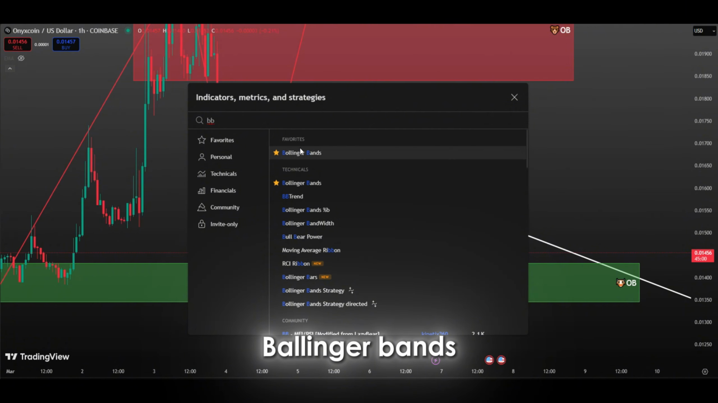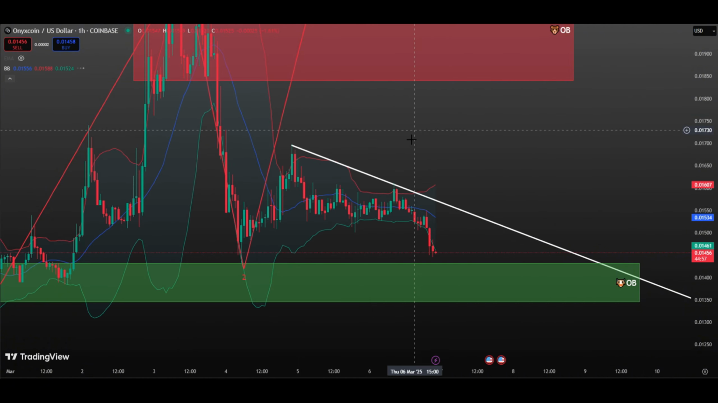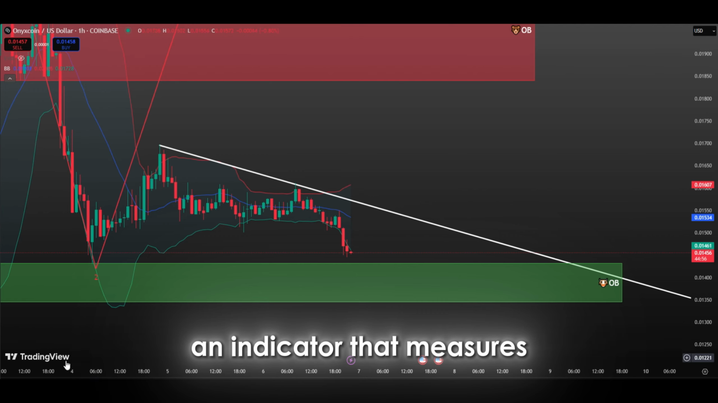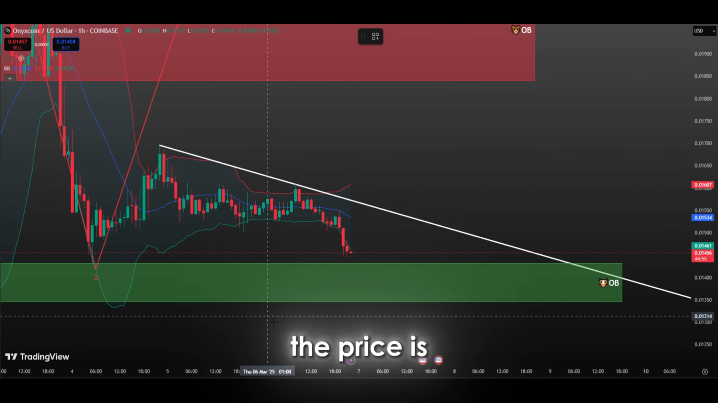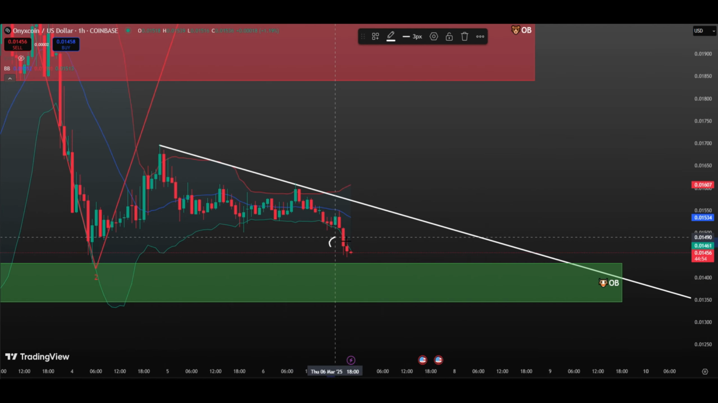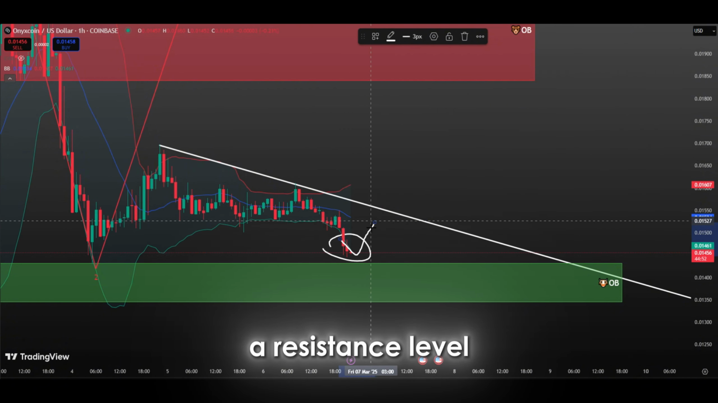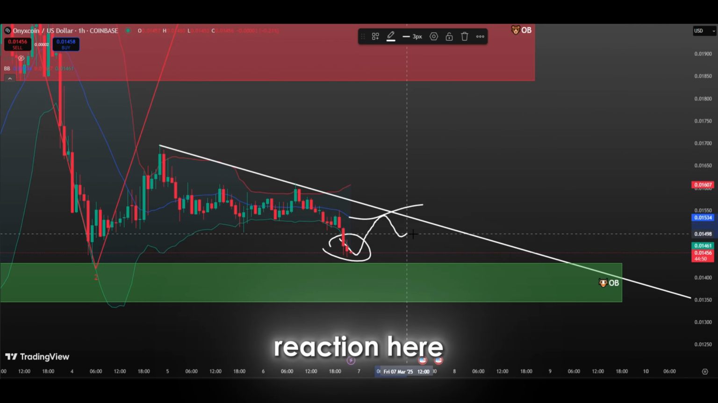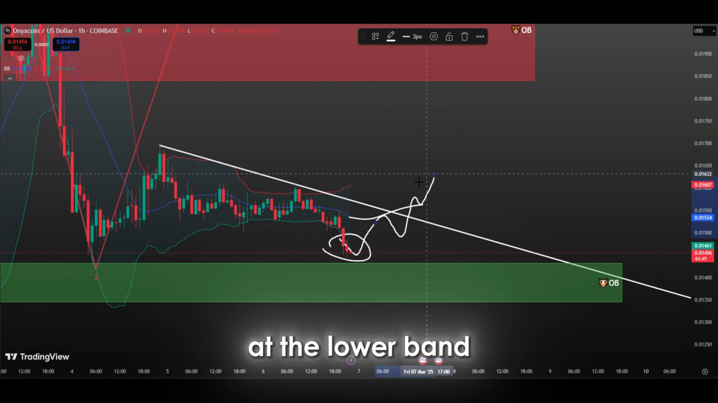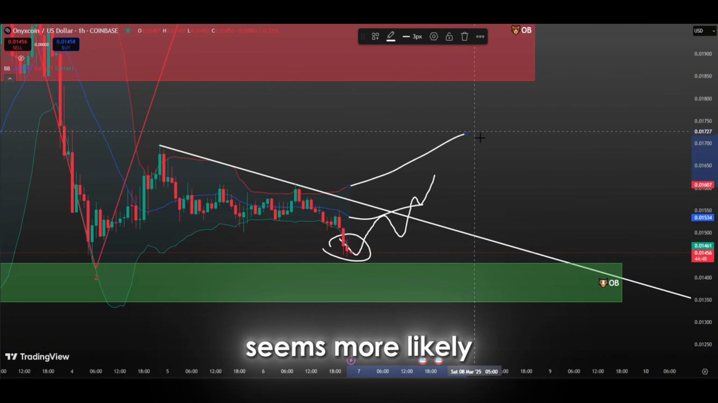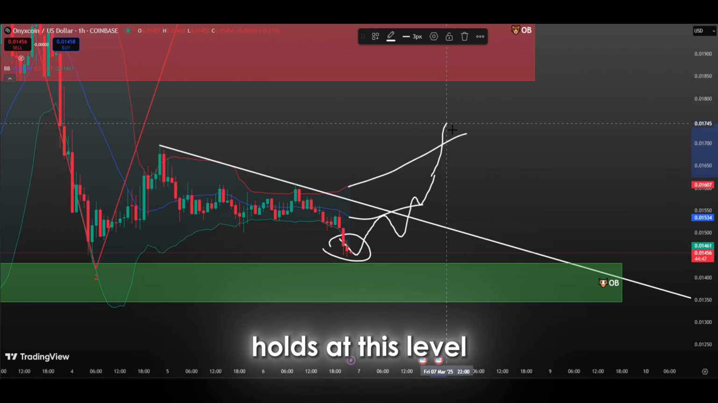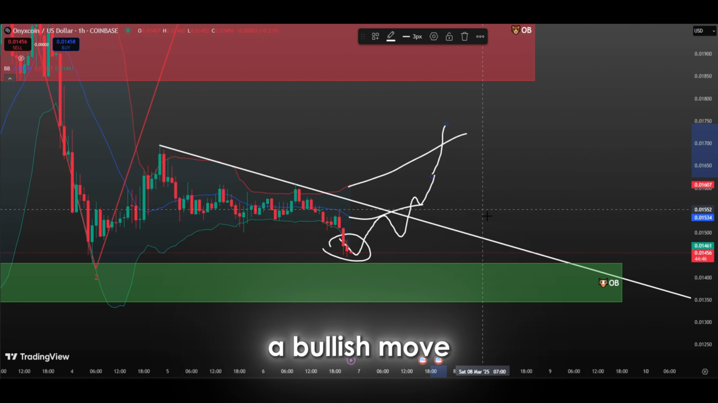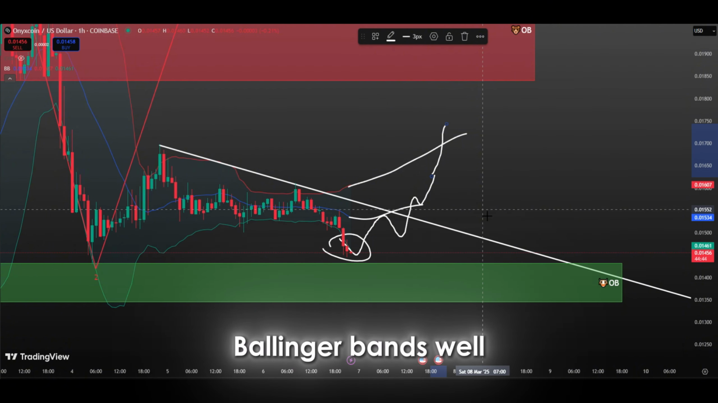Looking at the Bollinger Bands, the price is currently touching the lower band. Bollinger Bands are an indicator that measures the volatility of the market and shows that the price is moving within a certain range. The lower band usually acts as a support zone, while the upper band acts as a resistance level. The fact that the price has now reached the lower band suggests that there may be a reaction here. And since the price is currently at the lower band, an upside reaction seems more likely. If the price holds at this level and there is volume buying, we could see a bullish move towards the mid-band or even the upper band. It is necessary to follow these Bollinger Bands well.